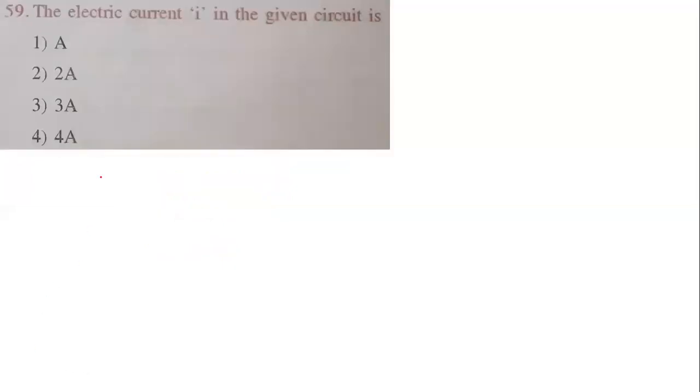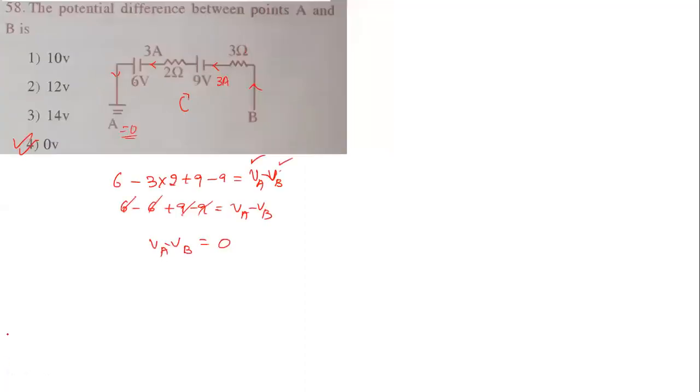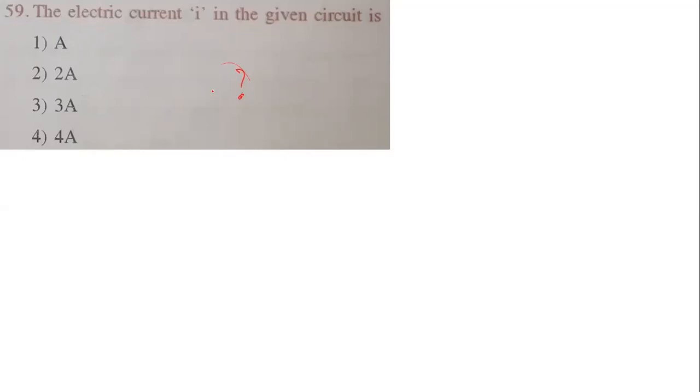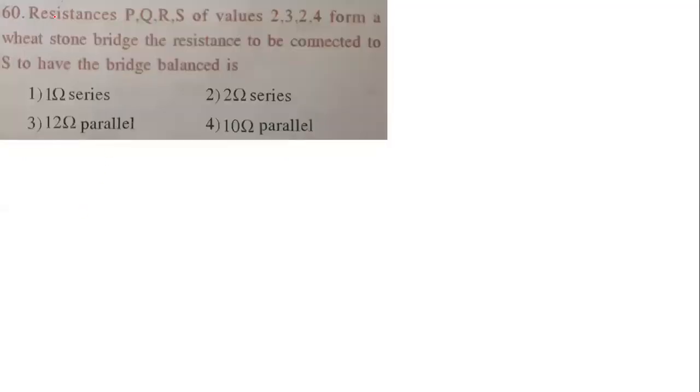Okay, look at the next question now. Question number 59. The electric current I in a given circuit is. I think something is missing here. Let me check with the question. Question number 59. Yeah, the circuit is not given here. That is a question mark. And we cannot go for a previous circuit also, because it's already mentioned there as 3 ampere. And this circuit is not given, so I'm going to skip this question. The circuit is not there in this question, so you can leave this question. Yes, look at the next question now.